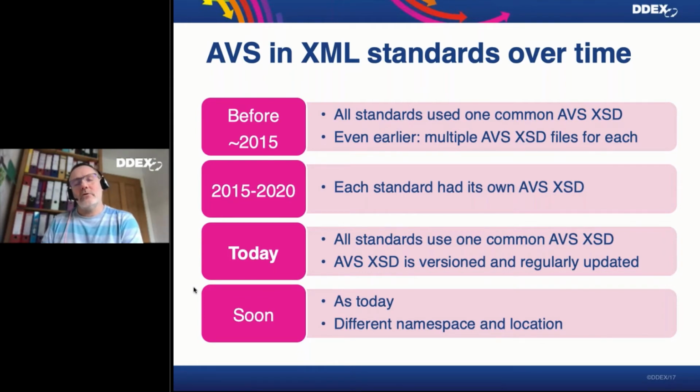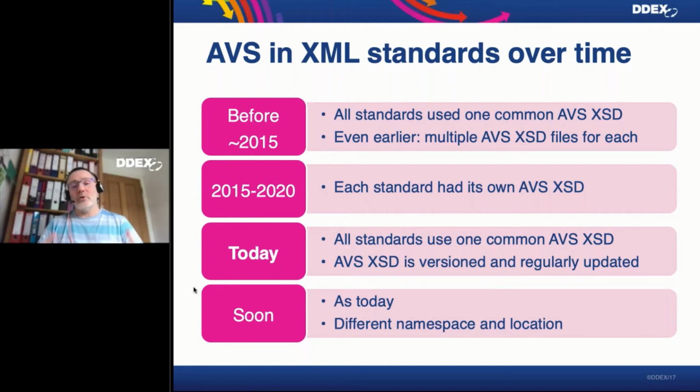So earlier this year, or rather late last year, we changed this back to the approach that we used to have with one file, one common allowed value set XML schema definition, but with one crucial difference. We can now version it, so that you not only know which version of the allowed value sets you're using, but you can also specifically say, I'm using version 55 of it or version 3 of it.